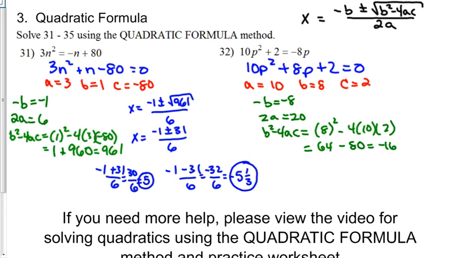Okay, and then x equals, back into the formula. So for this one, square root of negative 16, we'll have to simplify that square root. 16 is a perfect square, and then negative square root of negative 1 makes i.